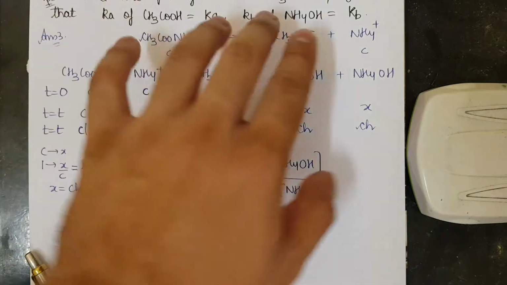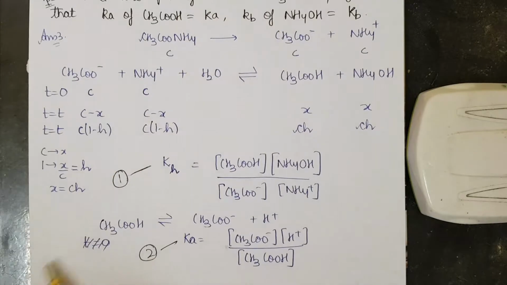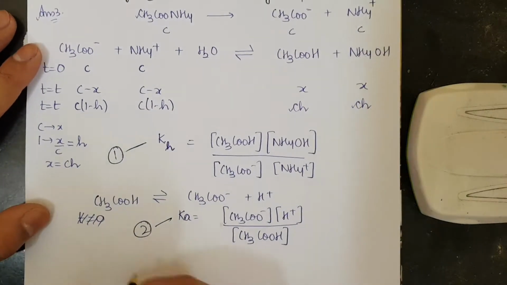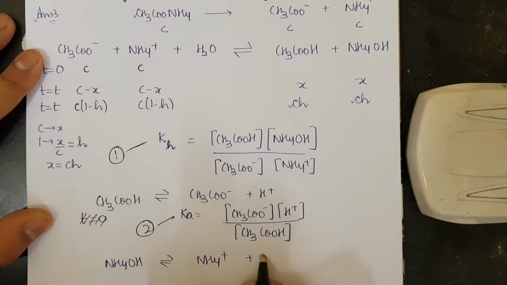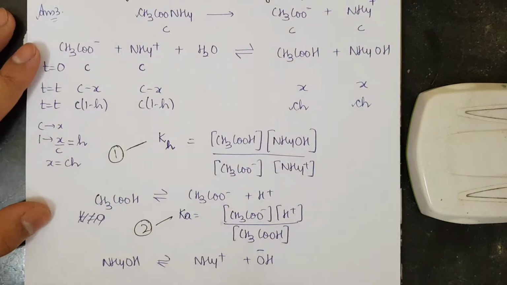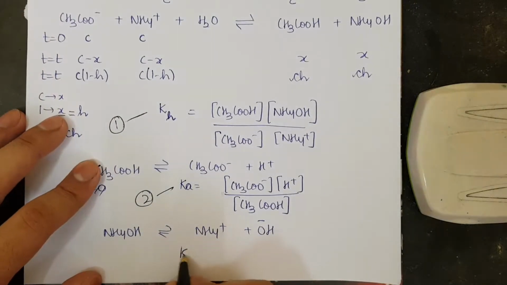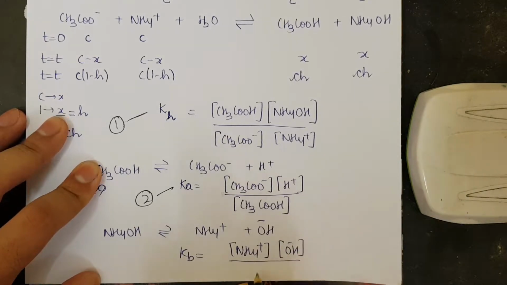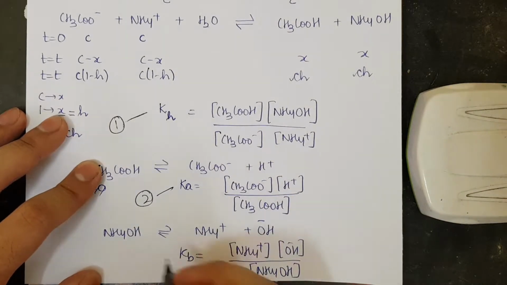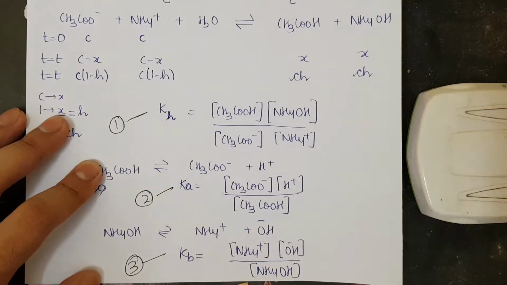Let us use the next mathematical data, that is Kb of NH4OH is equal to Kb. So NH4OH is a base, so that basically would give me NH4 plus and OH minus. So we would get the Kb for this particular equation to be equal to NH4 plus into OH minus whole upon NH4OH. So this is the third relation which we can get. Now let us see on the next page.